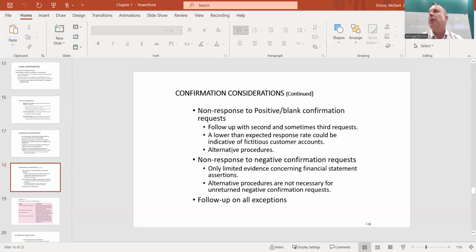And as I said, we'll keep coming back to that. When you want to do some audit procedure, you're not able to, so you have to find something else that's called an alternative procedure.